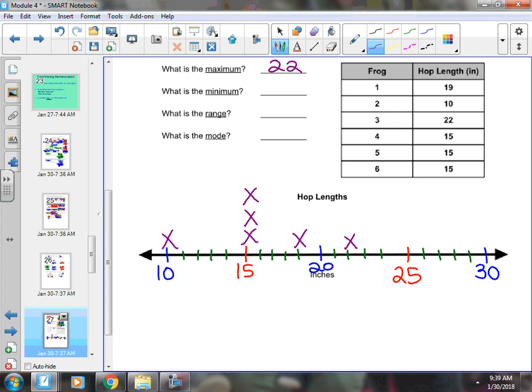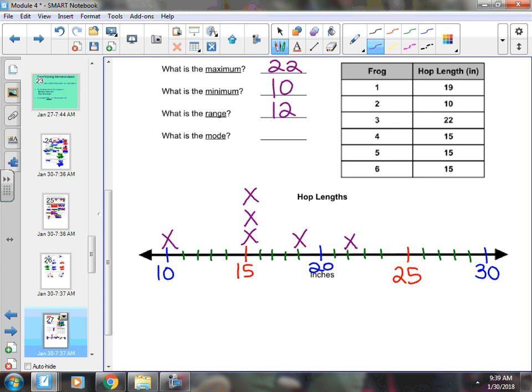The minimum is the smallest piece of data, which does happen to be the smallest part of our number line as well, of our line plot. So 10 is our minimum. Home, home on the range, where the max and the minimum play. So the range is the difference between the biggest number and the smallest number. 22 minus 10 is 12.